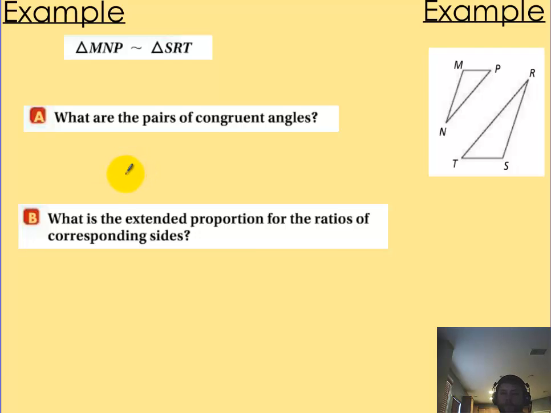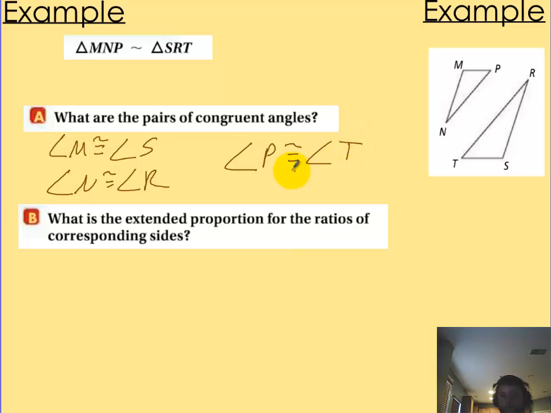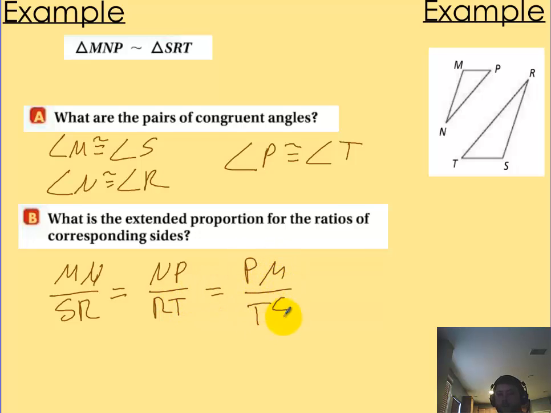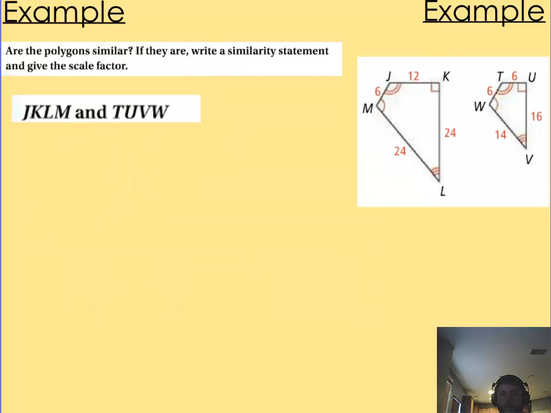Pause the video. Okay, what are pairs of congruent angles? So if I said triangle MNP is similar to SRT, pairs of congruent angles are just matching up the letters. So angle M is going to be congruent with angle S, angle N is congruent with angle R, and angle P is congruent with angle T. Alright, next step, what is the extended proportion for the ratios of corresponding sides? That means just do the big fraction thing. So let's start with MN. MN over SR equals NP over RT, which is going to equal PM over TS. That's what that is.